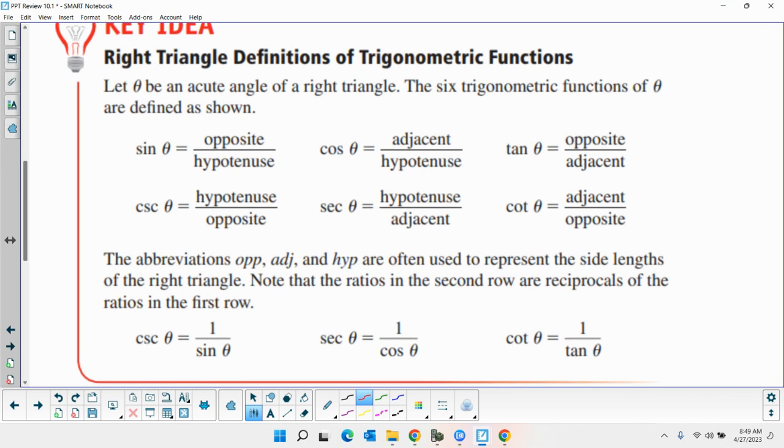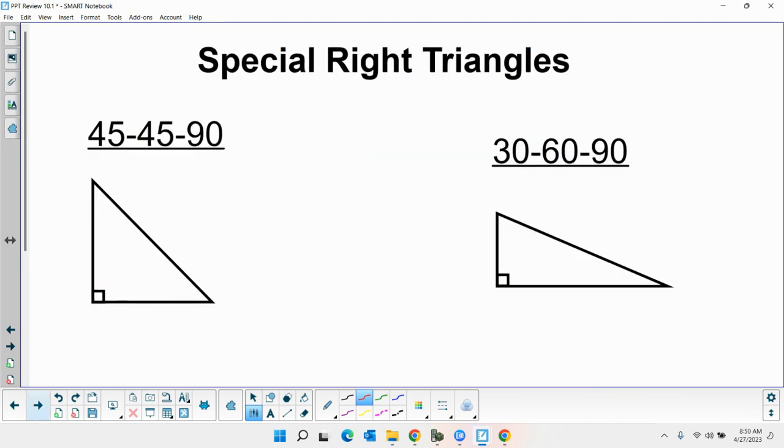Okay, and then the 6 trig functions are right there. Sine, SOH, cosine, CAH, tangent, TOA. And then these are just the reciprocals. Sine and cosecant go together, cosine and secant, tangent and cotangent. Okay? That's stuff you've already learned, back in geometry as well. Questions? Again, this was all in your notes the other day.